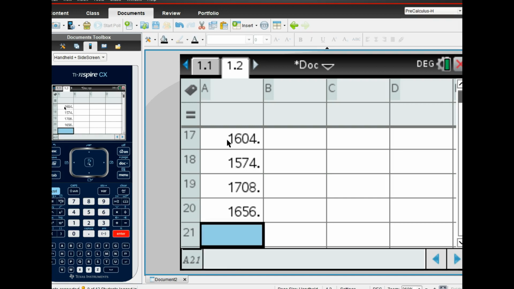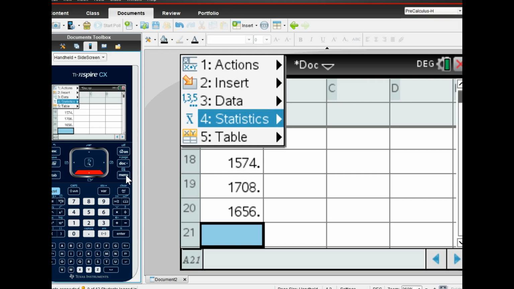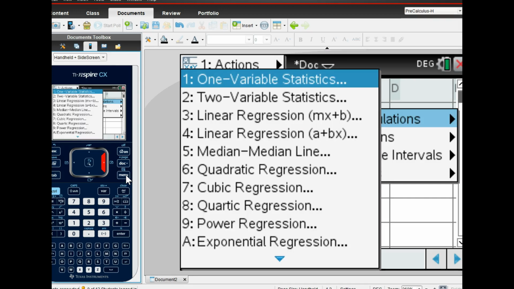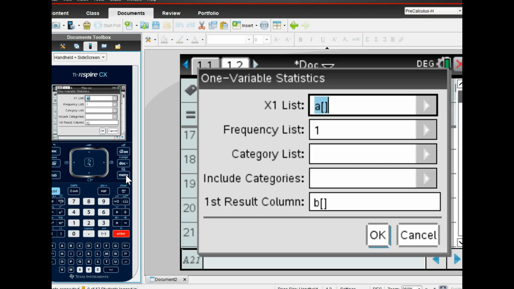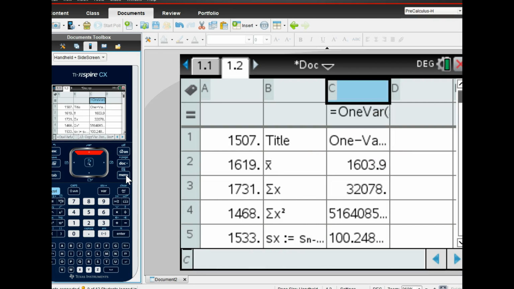Okay, entered in all my numbers. So the next step is push menu. Go down to statistics, over to stat calculations, 1 variable statistics. Number of lists is 1 because I only have 1 list of numbers. And I put everything in the first column, so I'm going to leave my list as the first column, push enter, and then scroll up till I see my numbers. Okay, I see my mean is 1603.